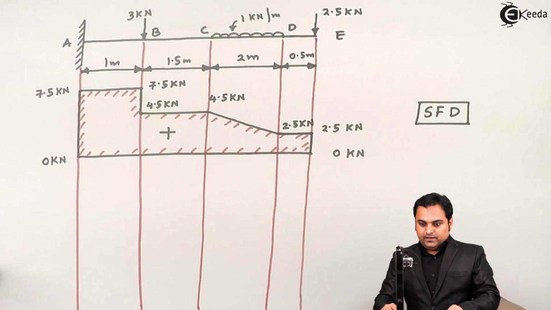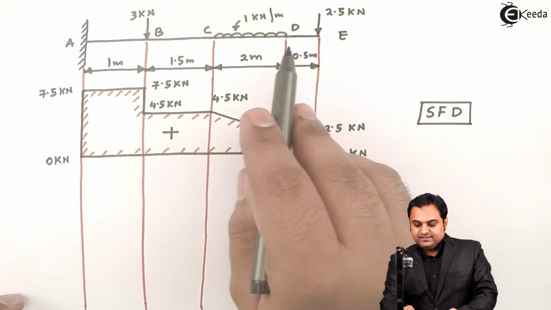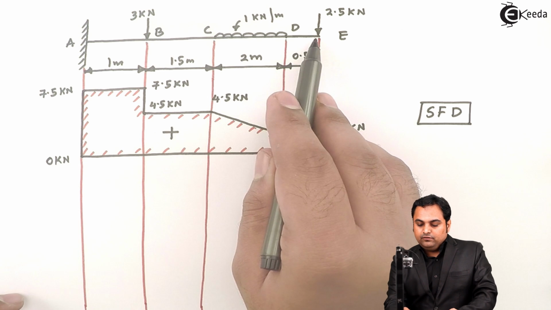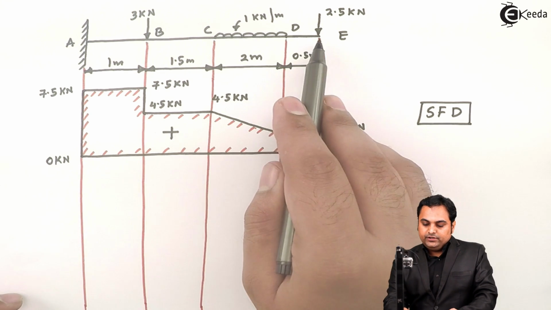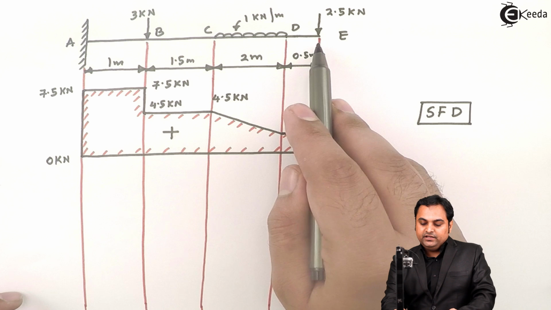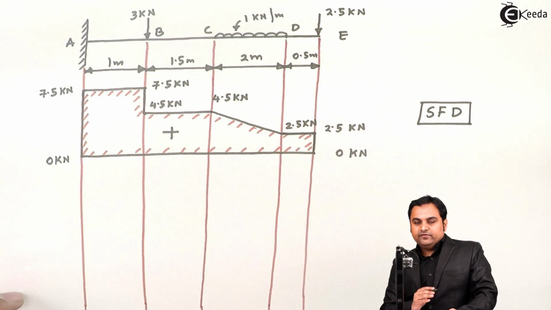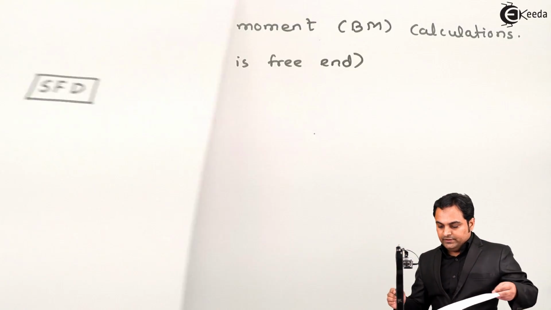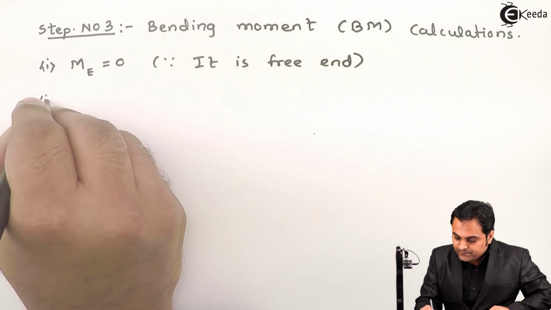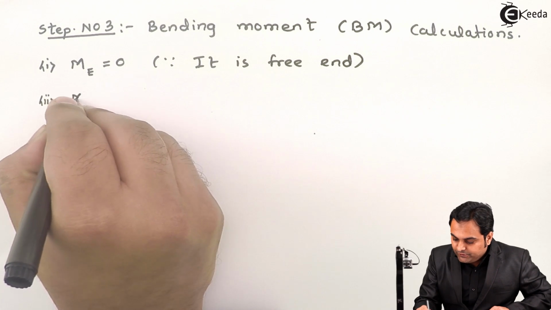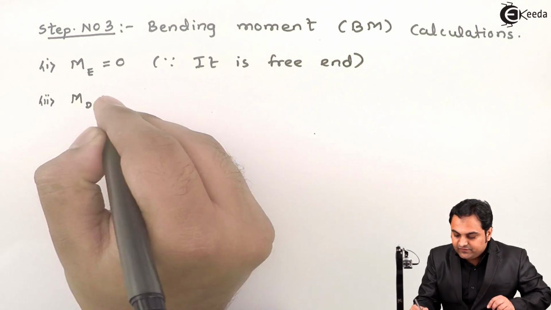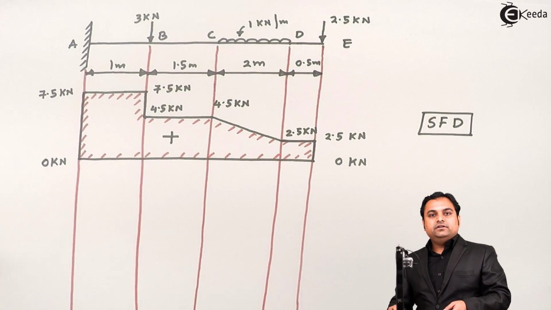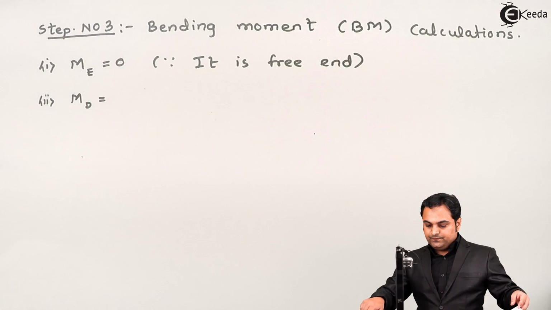Here if we look at point E, as it is a free end, so whenever the load comes this end would bend. So here the bending moment at point E is equal to 0. Whenever there is a cantilever beam at the free end, the bending moment we have to take it as 0. Next, bending moment at point D, that is moment at D, is equal to, for that I'll show the convention first.